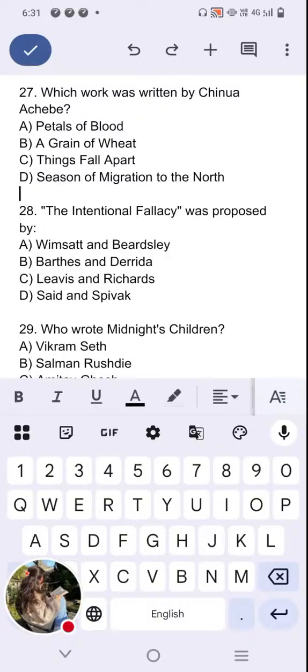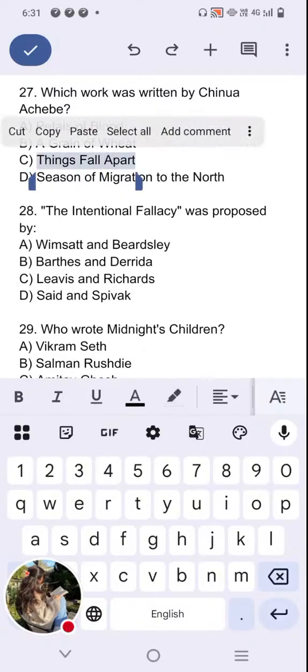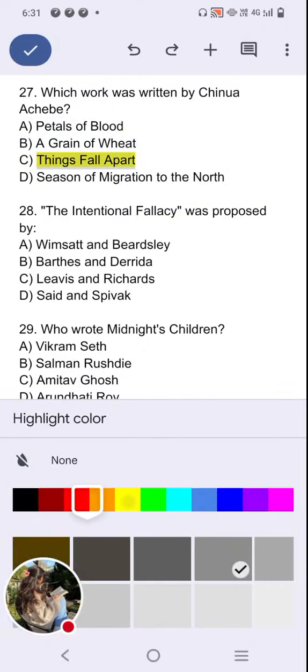We are moving forward to the next question. Which work was written by Chinua Achebe? Option A, Petals of Blood. Option B, A Grain of Wheat. Option C, Things Fall Apart. Option D, Season of Migration to the North. Which work is written by Chinua Achebe? The moment you see the options, it's very obvious because the right answer is Things Fall Apart.